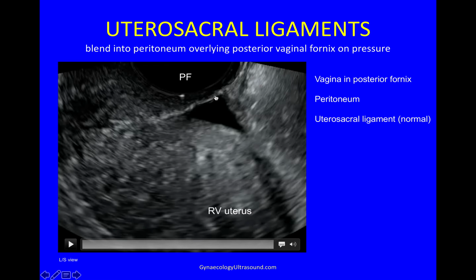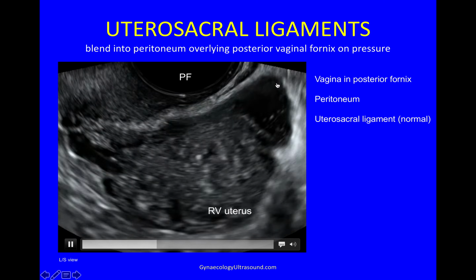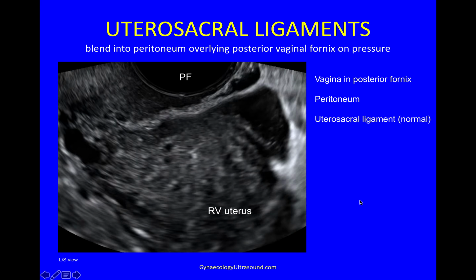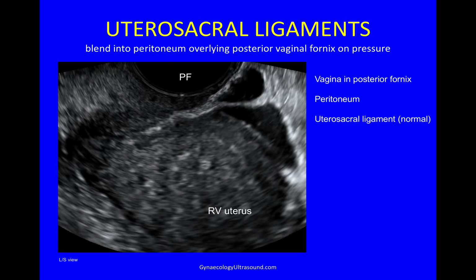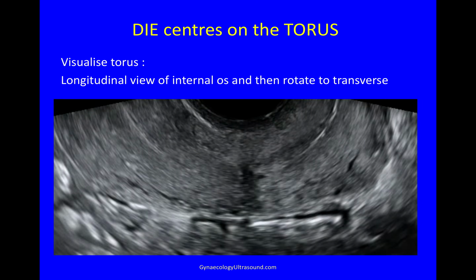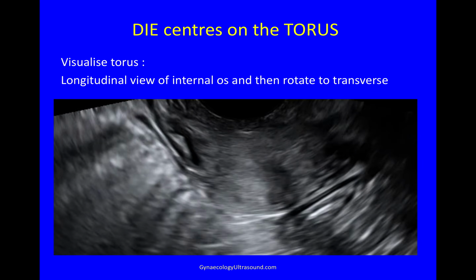And I'm going to show you a uterosacral ligament, which will come into view here, that when I press slightly harder, it will blend with the peritoneum. I'll show you. There is the uterosacral ligament. I'm now pressing slightly harder, and you can see how it blends into the peritoneum. So again, looking at the torus, get a longitudinal view of the internal os, rotate to transverse, and then you're looking at the correct area with the uterosacral ligaments.